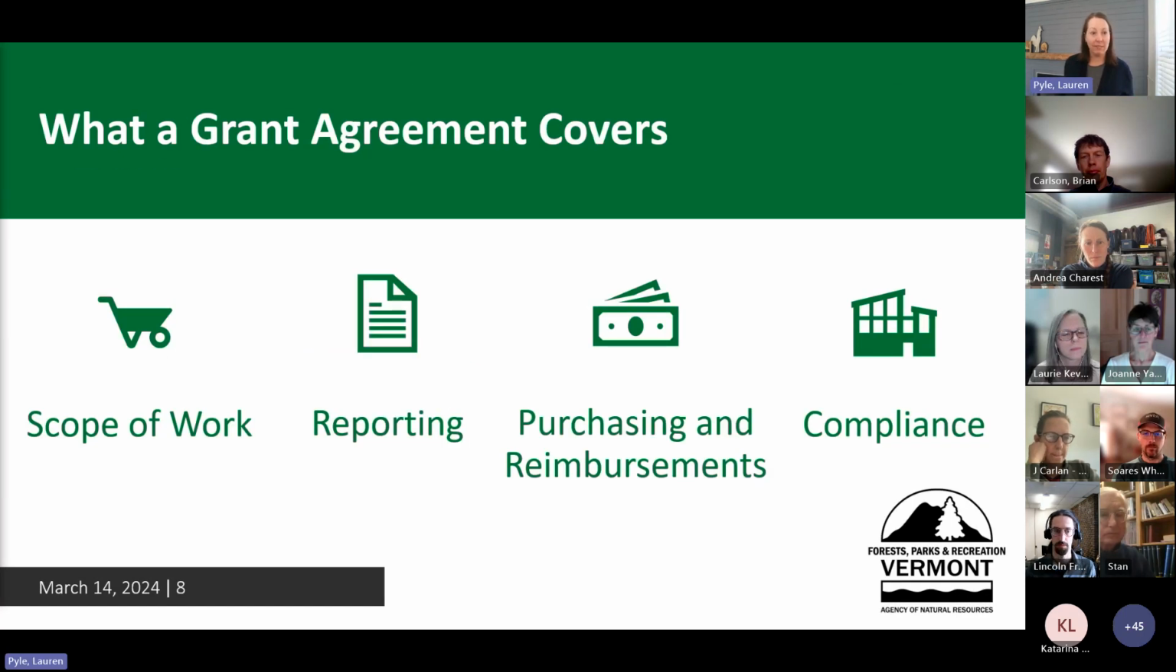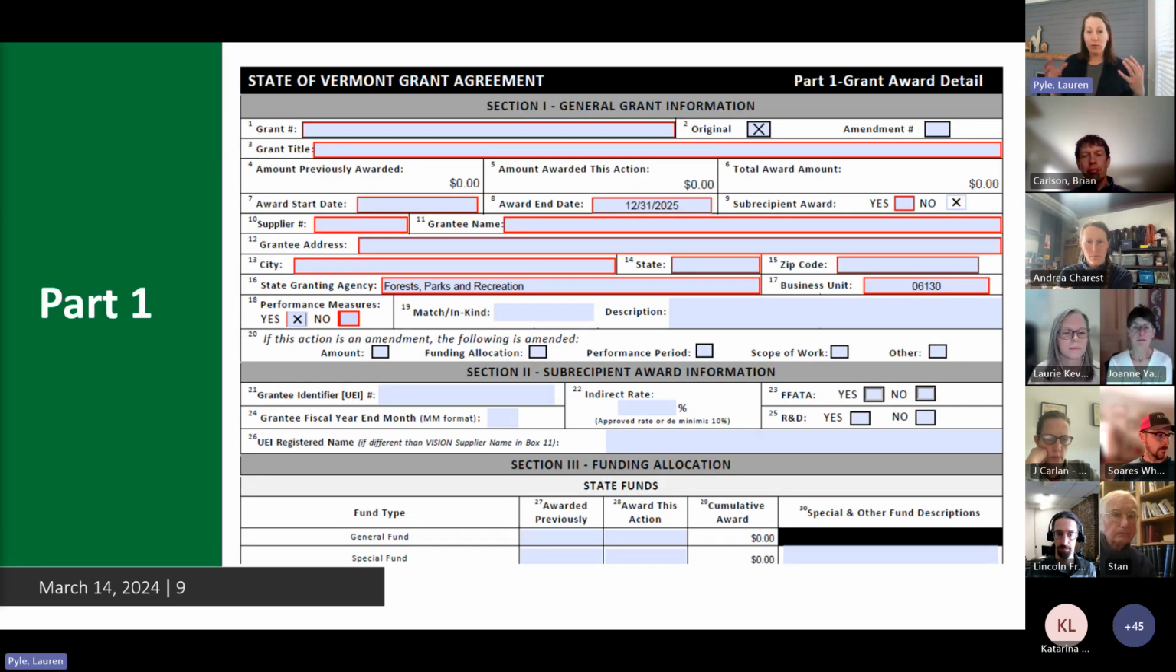And so these grant agreements, what is in them? I hit on it at a high level. The big things are your scope of work. What are the reporting pieces? What are the purchasing and reimbursement requirements, and some compliance information? And so the grant agreements, I'm going to walk through that because a lot of the questions that we got in advance are covered in those grant agreements. So I'm just going to walk through in that order.